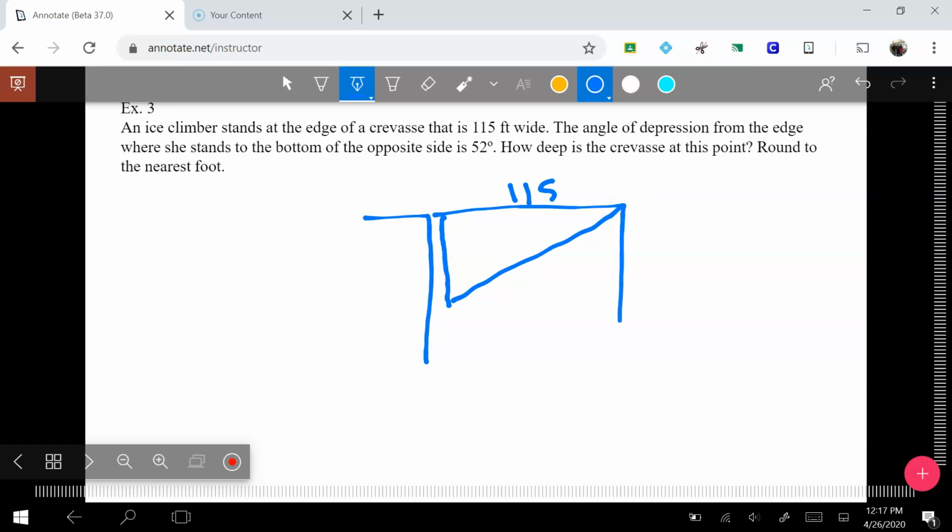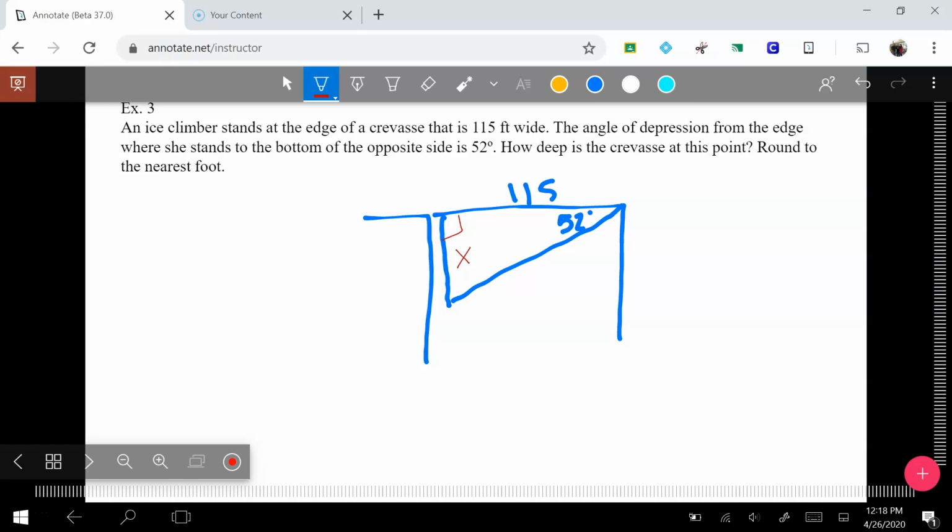Now, they told you this was 52 degrees. And what they want is how deep it is right there. That's what I'm looking for. Now, one thing you can always do is flip this upside down, because remember, your angle of elevation and your angle of depression are the same. So here's what I'm going for in this case. So I've kind of got this upside down triangle.